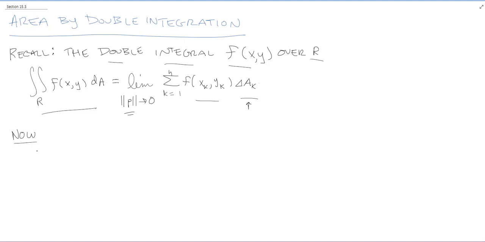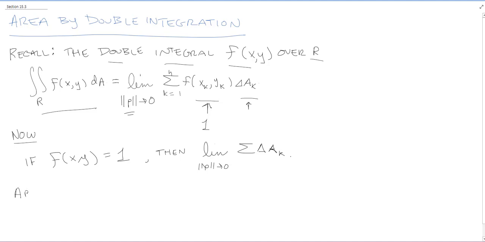So if we let our function equal 1, so if f of x, y is 1, then notice what we're going to end up with in our limit definition here. The limit as the norm of the partition goes to 0 of our summation is just going to become the sum of the areas delta A sub k, because this whole part right here is just 1. And so what that gives us is a definition for area using double integrals.